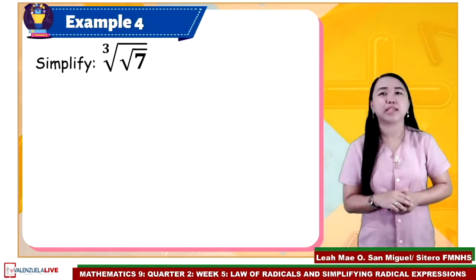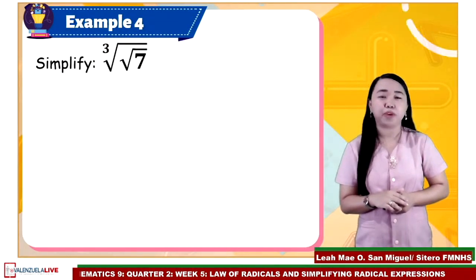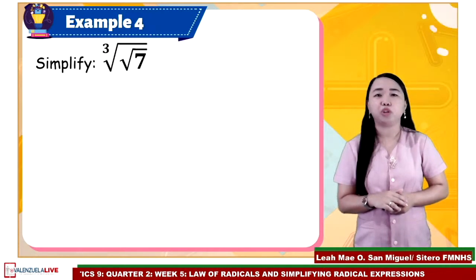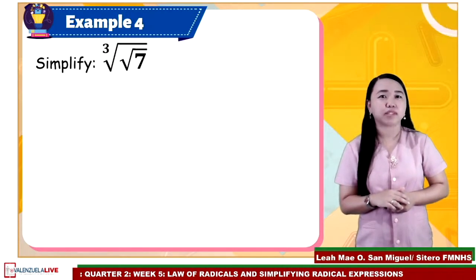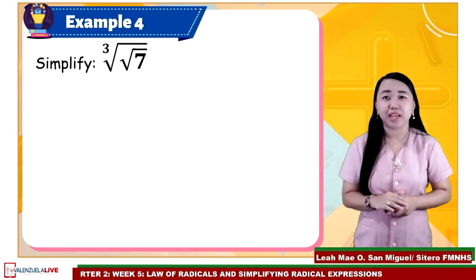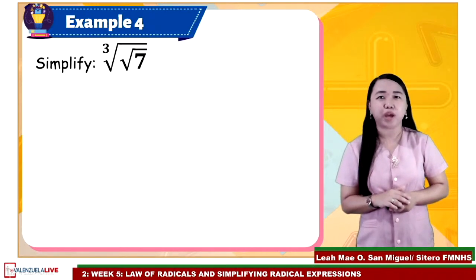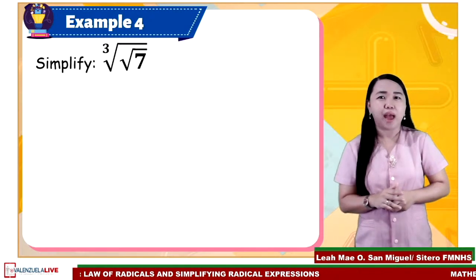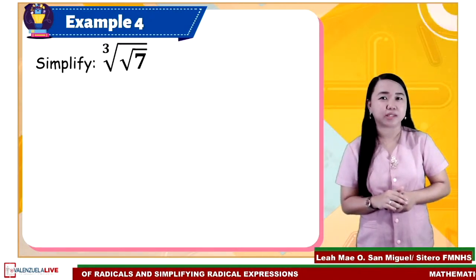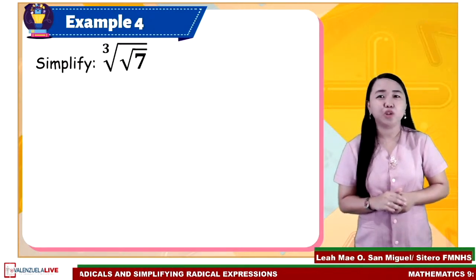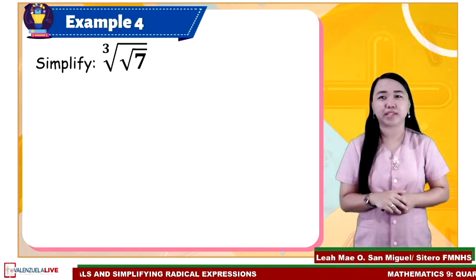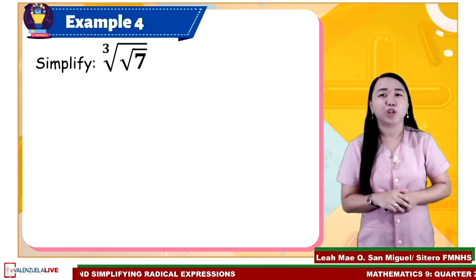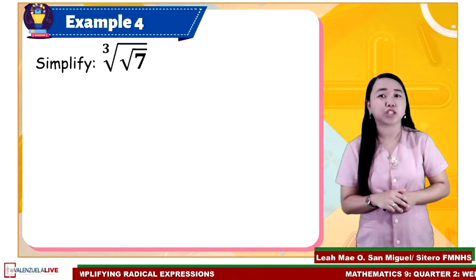For the last example of simplifying, we have cube root of square root of 7. This example is a radical expression with a radical as its radicand. So, how can we simplify this? We can use two methods. The first one is to write it in exponential form.